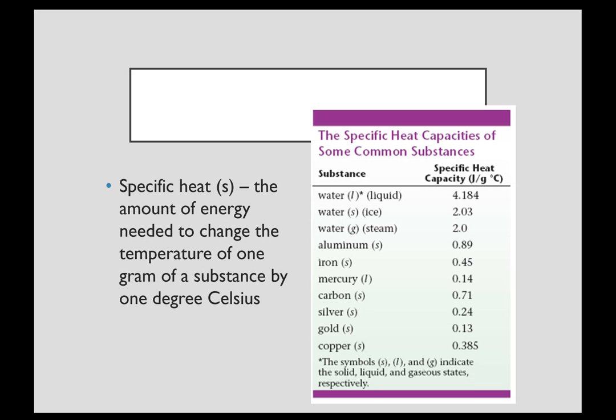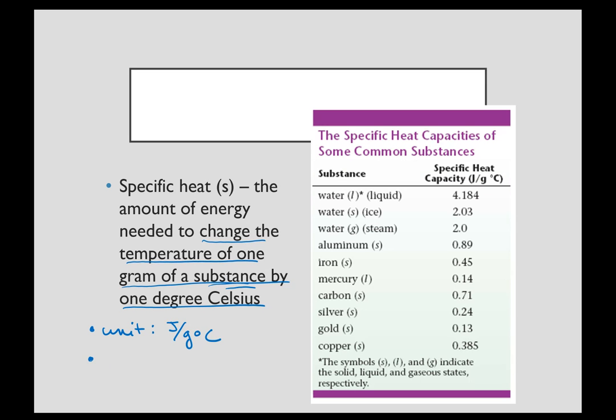So specific heat, symbol is S, is the amount of energy needed to change the temperature of 1 gram of a substance, any substance, by 1 degree Celsius. So this is the same as the definition of calorie, except calorie is specific to water. Specific heat is any substance. So the specific heat of water is 1 calorie. We do measure it in this class, however, in a unit that's a combined unit, joules per gram degree Celsius. So joules over grams times degree Celsius.